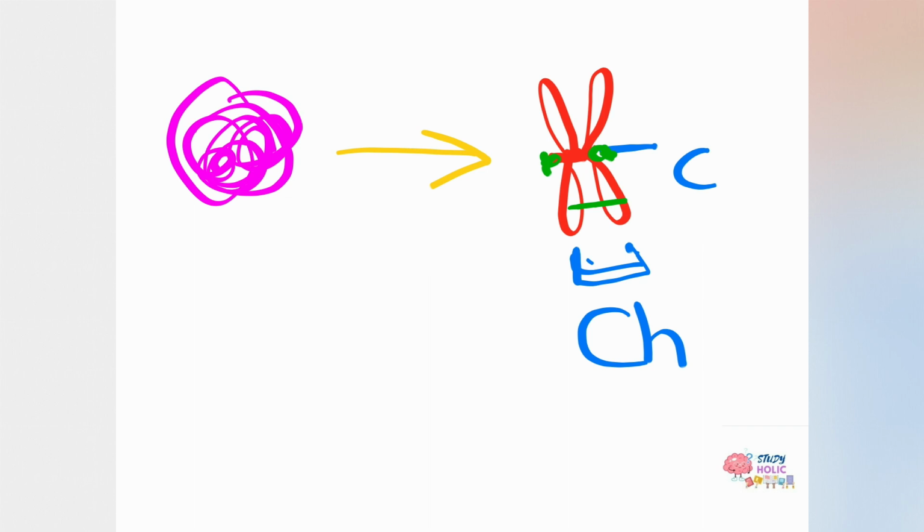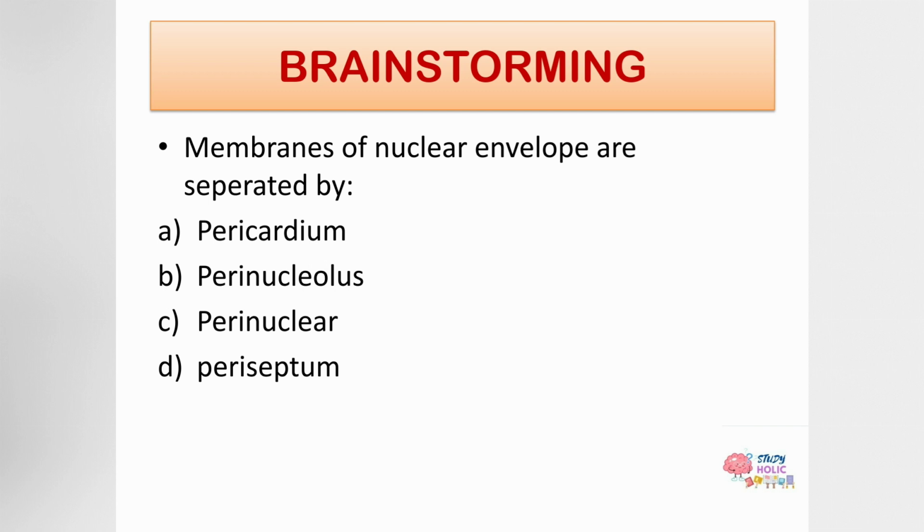Okay, so that was all about the lecture today, and the nucleus was all about here. And now let's move on to the brainstorming session. Okay, moving on to the first one. Membranes of the nuclear envelope are separated by: pericardium, perinucleolus, perinuclear, or periseptum. Okay, so let's just think about the answers.